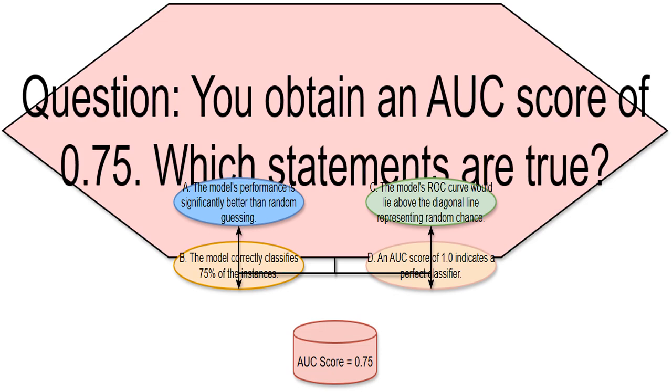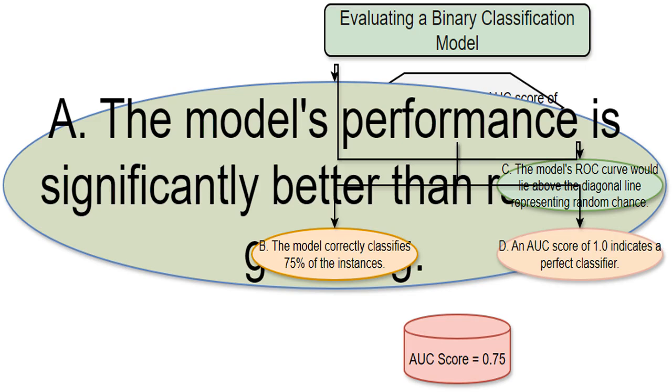We'll figure out what it means. It's all about understanding what AUC actually tells us. Get ready. This statement is true. An AUC score of 0.75 is greater than 0.5. An AUC of 0.5 means the model is performing no better than random chance. Since 0.75 is above 0.5, your model is doing better than simply guessing.